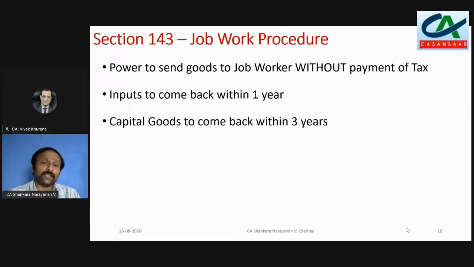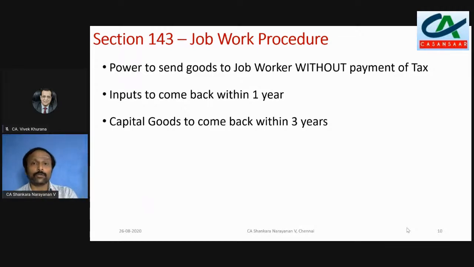And if I am going to send capital goods, what I am sending is not just inputs. I am sending inputs also, and then I am sending capital goods also. Because in some of the cases, I might have machinery. The machinery, I am sending it to the job worker. And my job worker is going to use that machine of mine to process my goods and give it to me. So at the end of the day, he is still working on my product only. So the capital goods can also go to the job worker's premises.